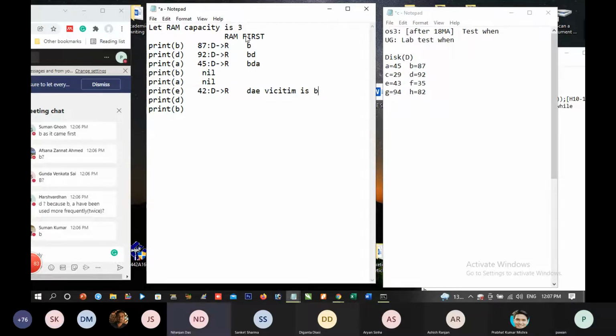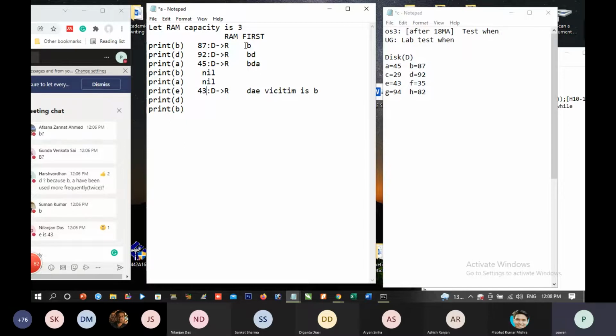Sir, where is 42? What are you saying? Where is 42? Just let me see this. 42E. What is E? E is 43. Is it correct? So RAM will have D, A, and E, and our victim will be B.